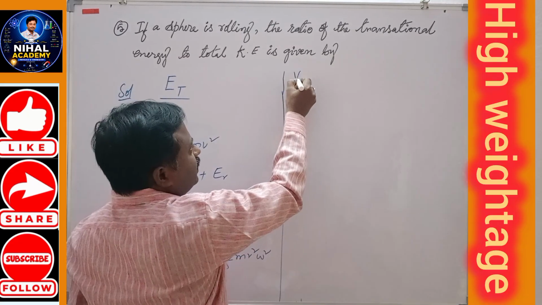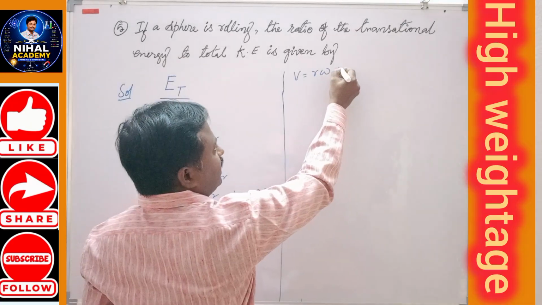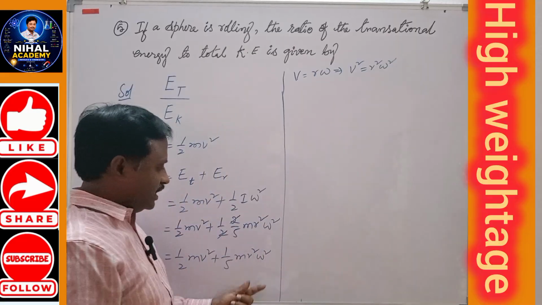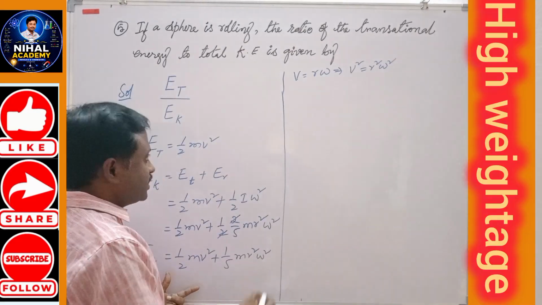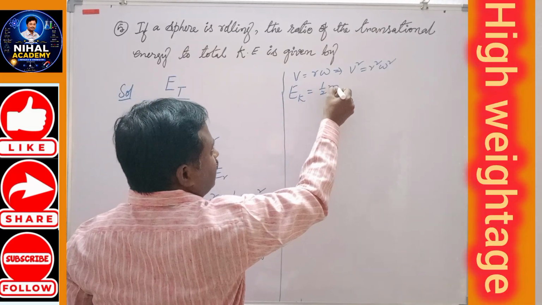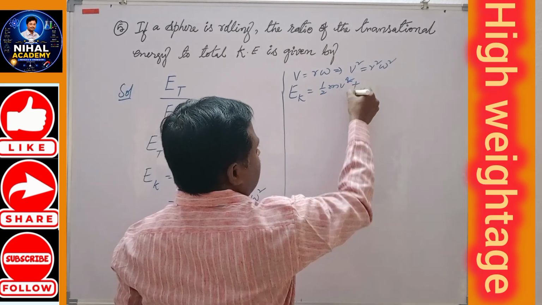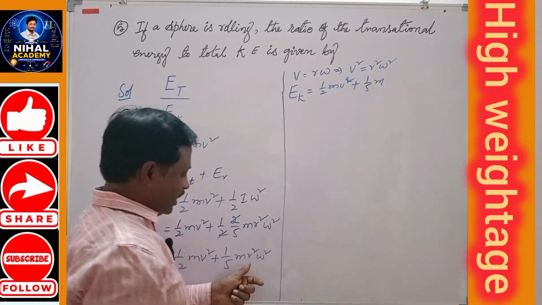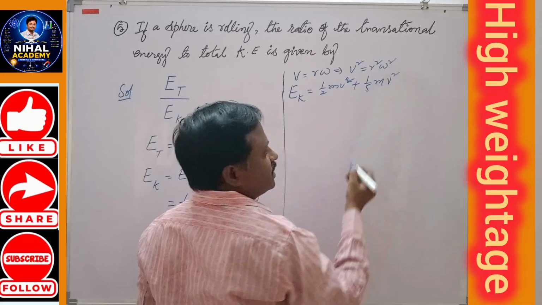See, V is equal to R omega. Squaring on both sides, V square is equal to R square omega square. So instead of R square omega square, we can write V square. So this is E K, it is equal to half M V square plus 1 by 5 M R square omega square, and R square omega square is equal to V square. So we can replace it with V square.